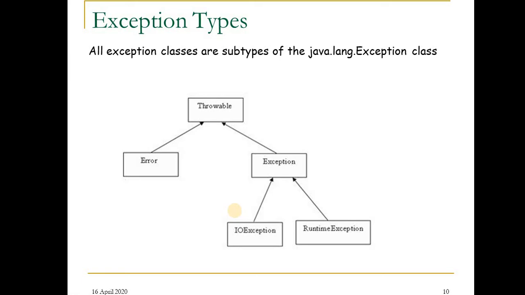Next topic is exception types. All exception classes are subtypes of the java.lang.Exception class. So, let us go through the exception class. On top of the hierarchy, we have the class Throwable. This Throwable class has two subclasses, Error and Exception. The Exception subclass again has its own subclasses, that is IOException and RuntimeException. So all the exceptions are the subclasses of Throwable. Let us discuss each of these classes in detail.